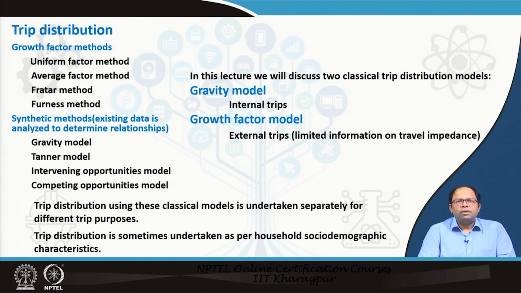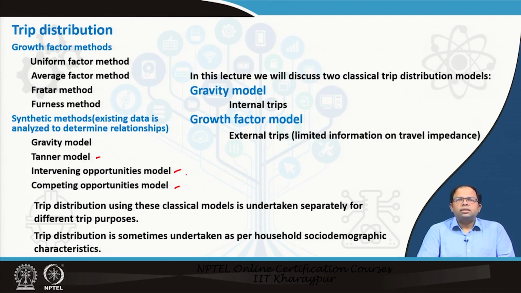And then there are synthetic methods as well, where existing Tij values and production and attraction values are analyzed, and using this data we determine some relationships based on certain principles, and using these relationships we can develop the trip distribution of a future year. That means, using the base year data, we will be able to predict trips for a future period, whichever would be your prediction period. Some of the popular models within the synthetic methods are the gravity model, which is the most famous one, and then the Tanner model, the intervening opportunities model, and the competing opportunities model.